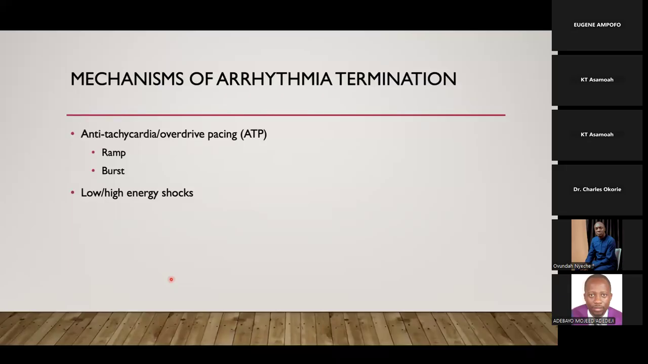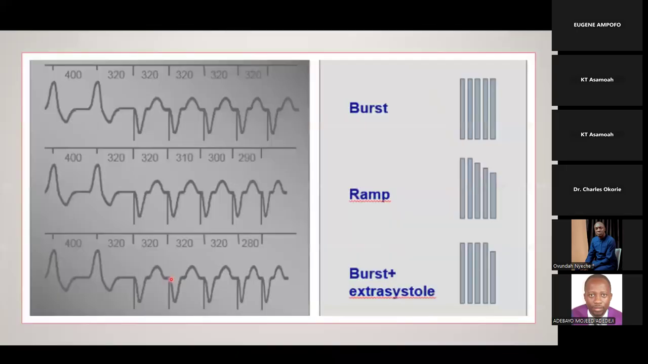So with anti-tachycardia pacing, all that the device attempts to do is to outpace the underlying ventricular arrhythmia, so that now everything is dependent on the device. And so once the device stops, then it resets and then the sinus node can take over. Now, this occurs in two ways, either the ramp or the burst. We'll see pictures of that later. And then we have the shocks, which we all know about, as we are familiar with the process of defibrillation already.